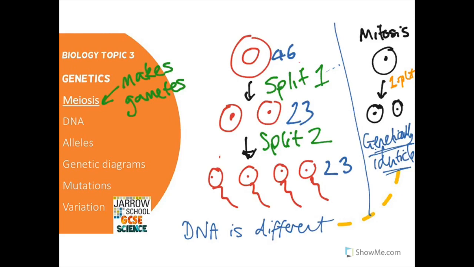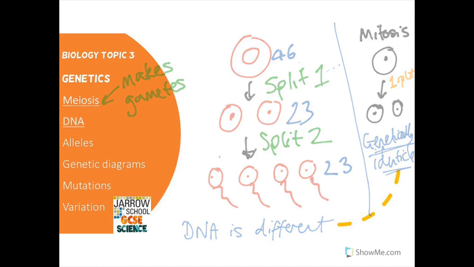So the 2 differences between meiosis compared to mitosis: mitosis only has 1 split, meiosis has 2 splits. Mitosis makes cells that have exactly the same DNA, whereas meiosis makes cells that are different. And this explains why we all look different. Even if we have brothers and sisters, we look different from them because the sperm and egg cells that made us were different.